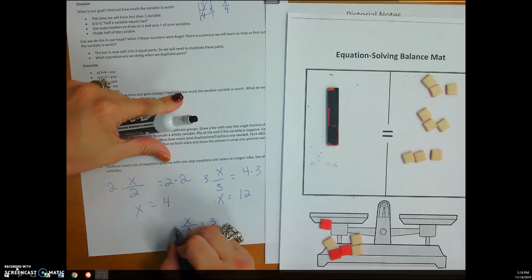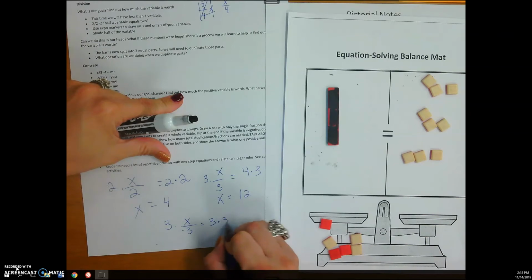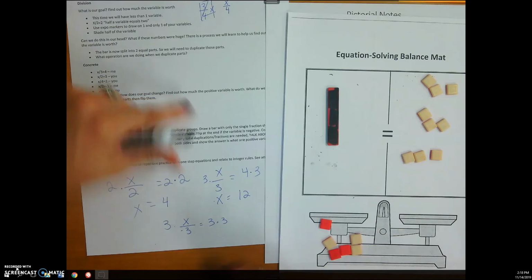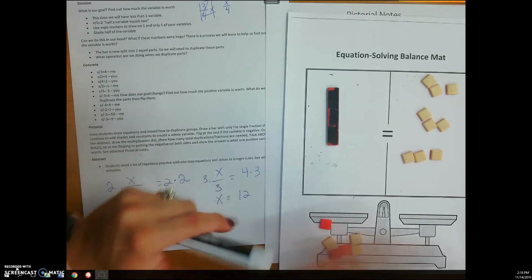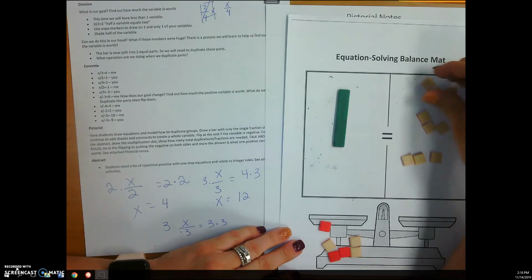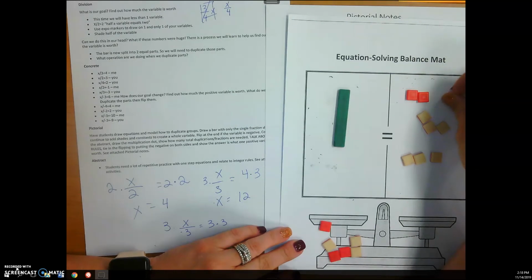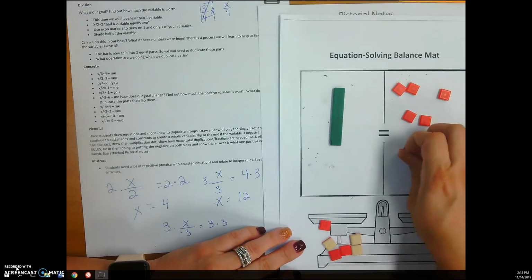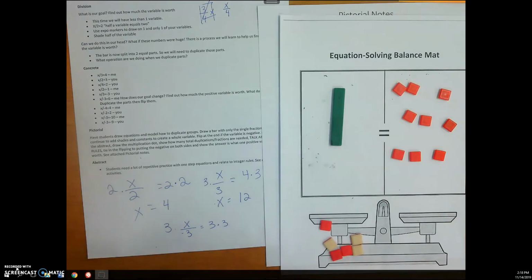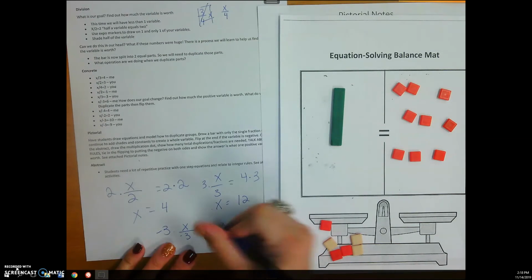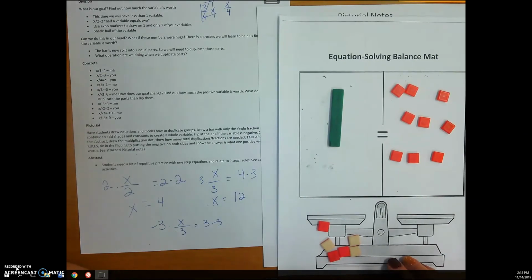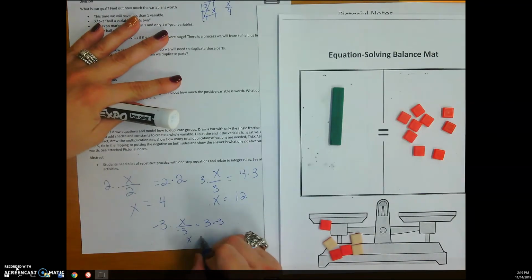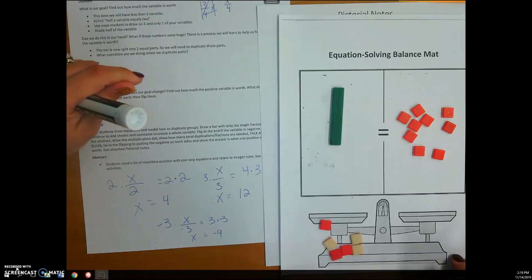So we have taken this and duplicated it 3 times. And it is currently negative. So we're going to do the action that we did earlier to make it a positive. If we flip this side, we have to then flip everything on this side. So we have taken the opposite of those 3 groups. So our variable is now worth a -9.